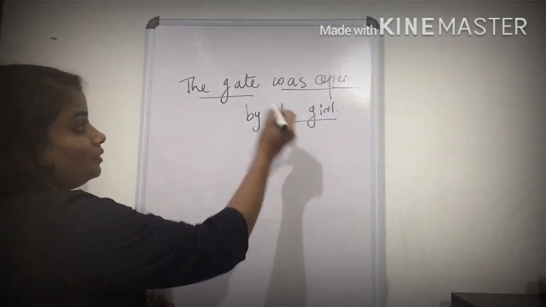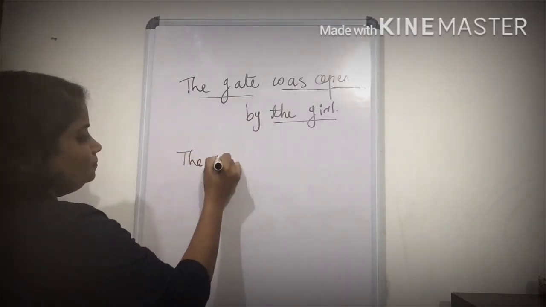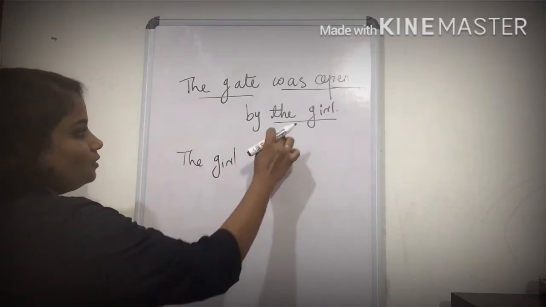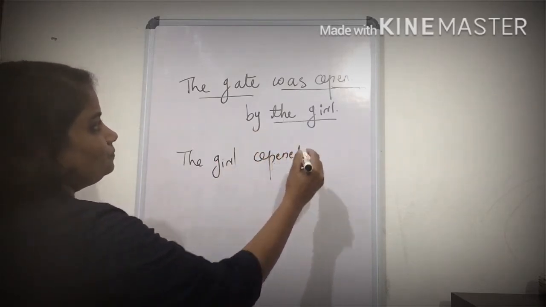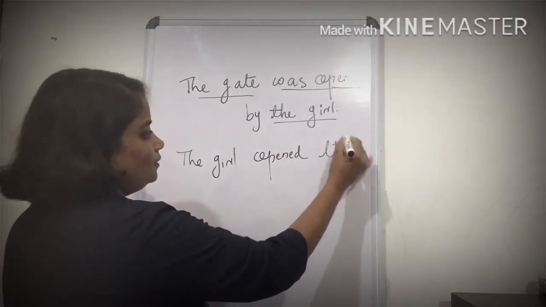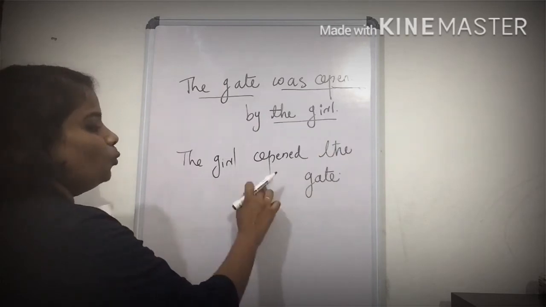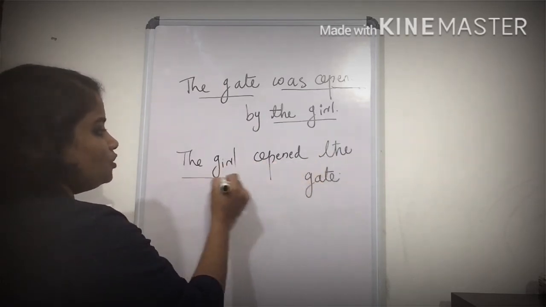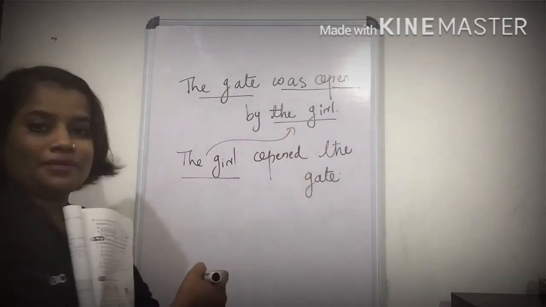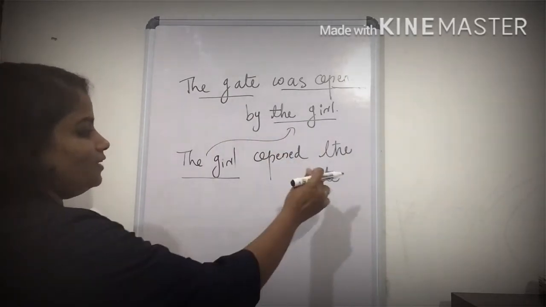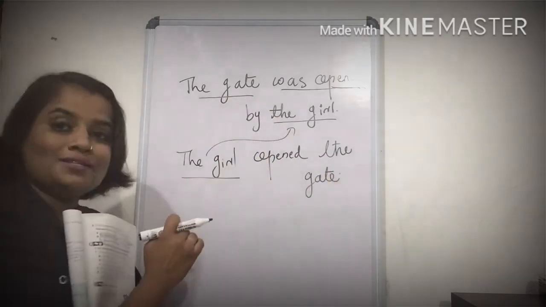Yes. Who is here? The subject. So the girl opened the gate. Okay, the girl opened the gate. So the subjective part of the active voice will come to the objective case in the passive voice, and the objective case will come to the subjective part in the case of passive voice.